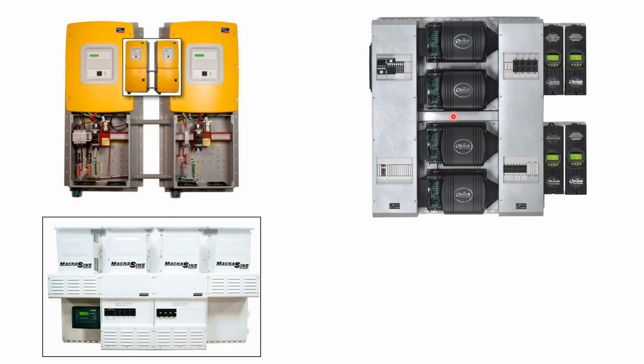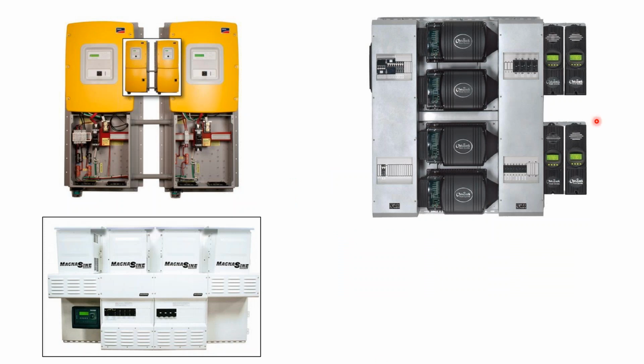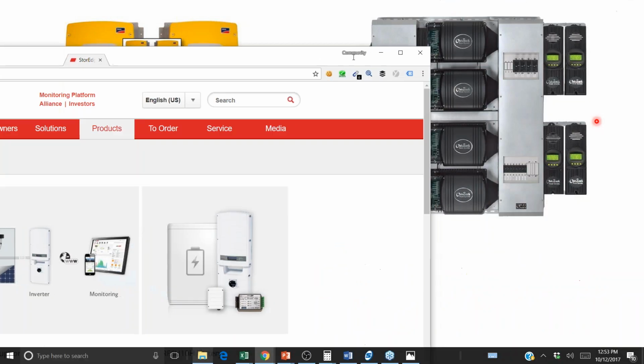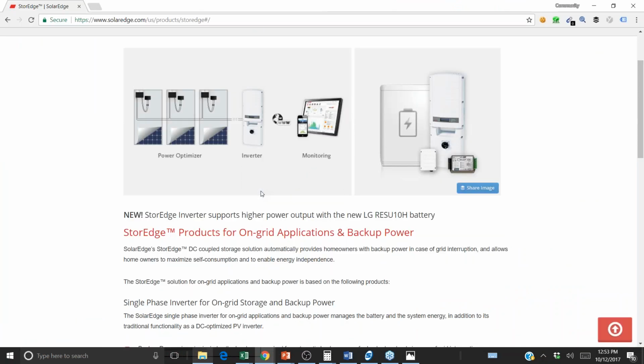And I want to bring up another example. This is more of a real world example of residential storage. This is the SolarEdge inverter.